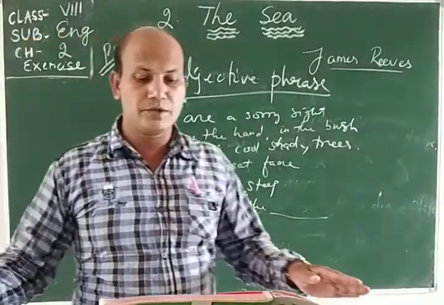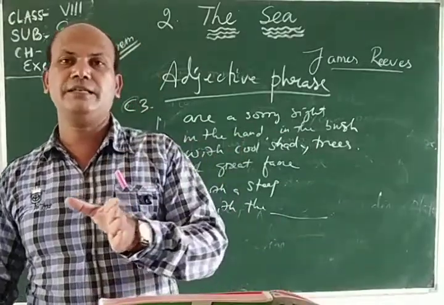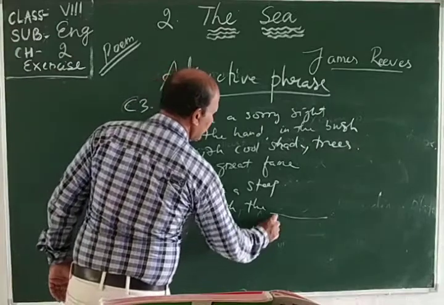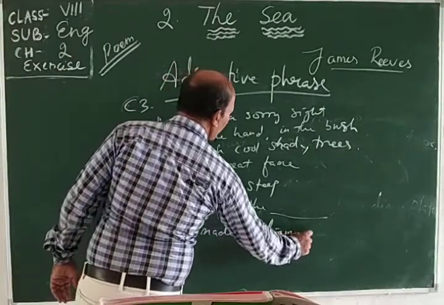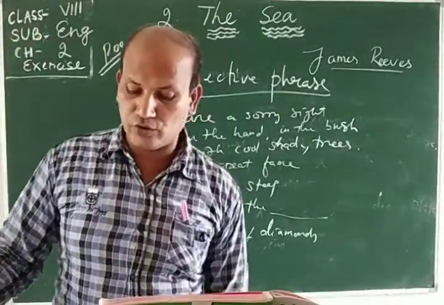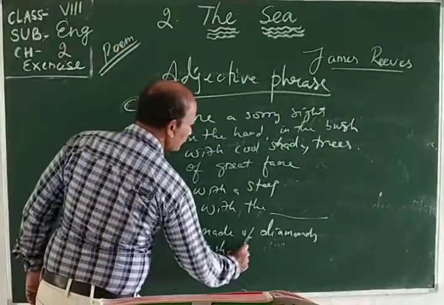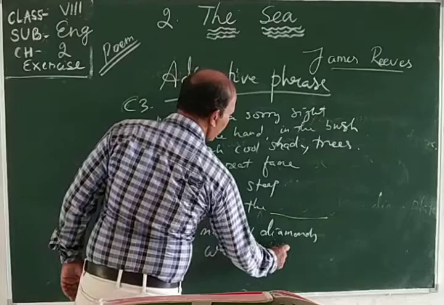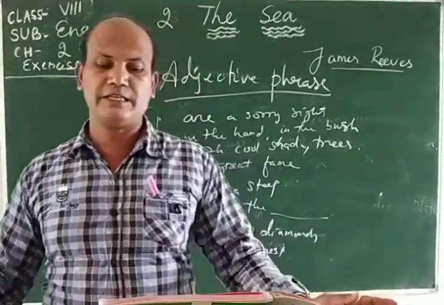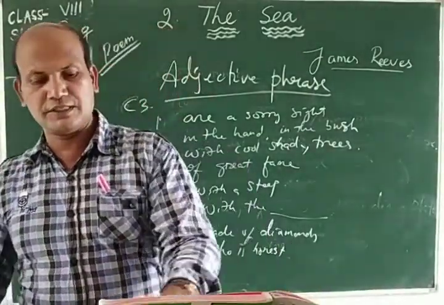Then number 7, the finalist wore a crown made of diamond. Made of diamonds. And the 8th one is, a man who is honest is loved by all. Who is honest is the adjective phrase. So, the words that do the work of an adjective are called an adjective phrase. Now the C4 question answers we shall discuss.